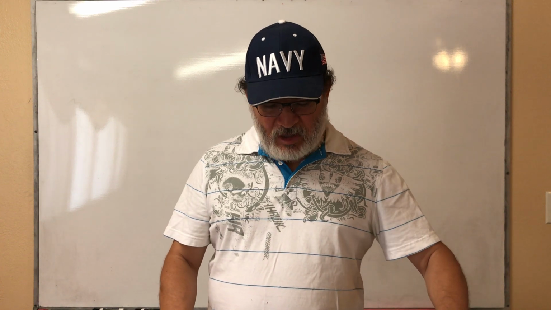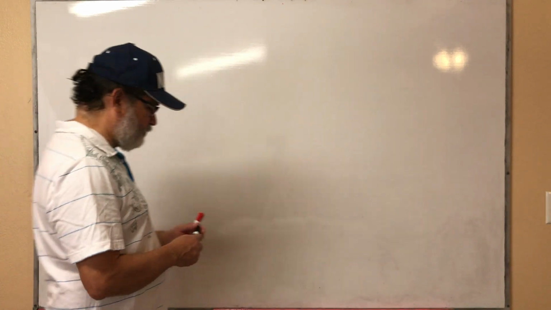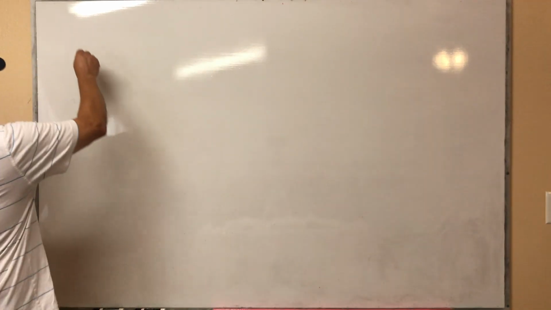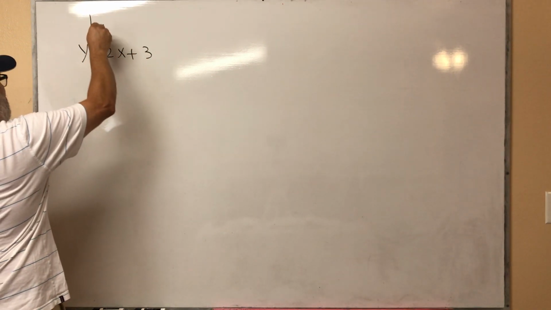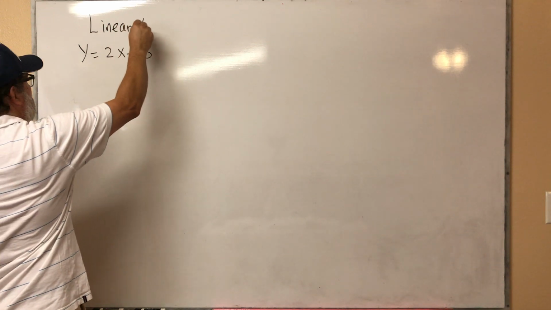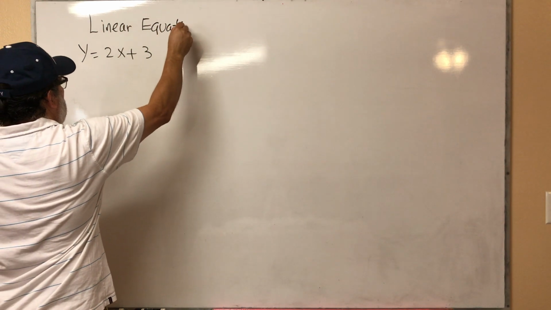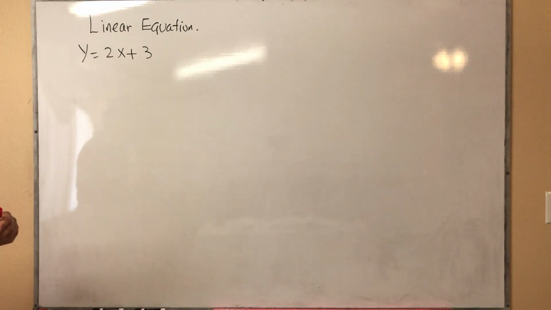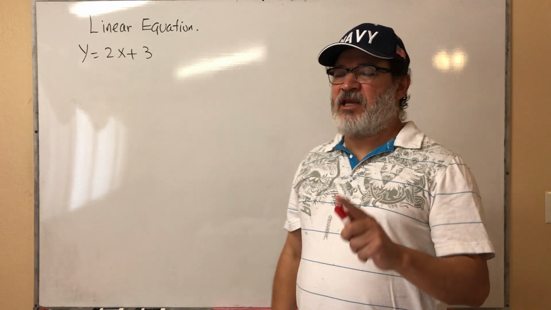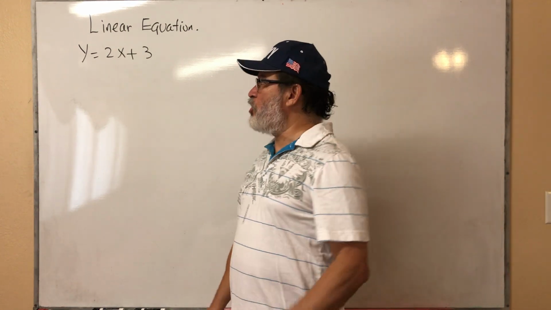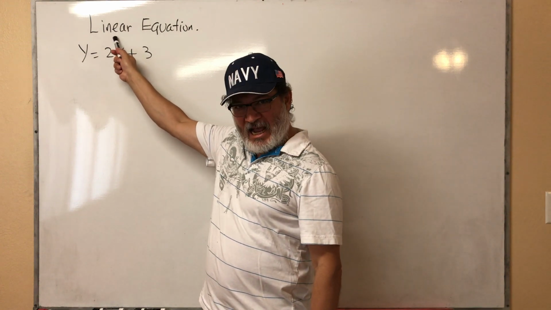All right, so here is a linear equation. Y equals 2x plus 3. This is a linear equation. It's a linear equation because when you graph it, you're going to get a line. The word linear means line. Okay?